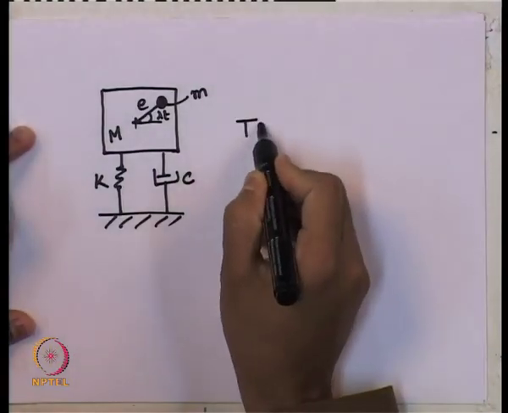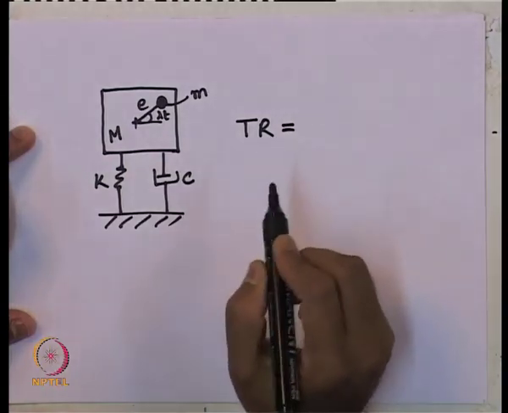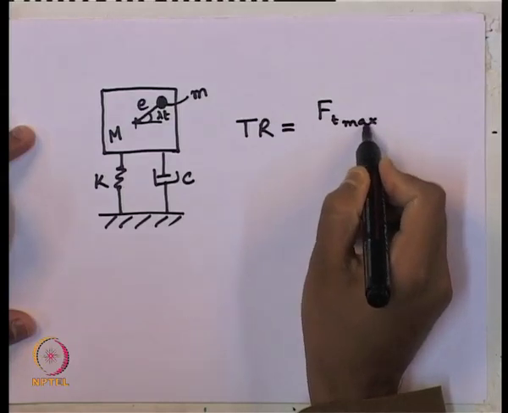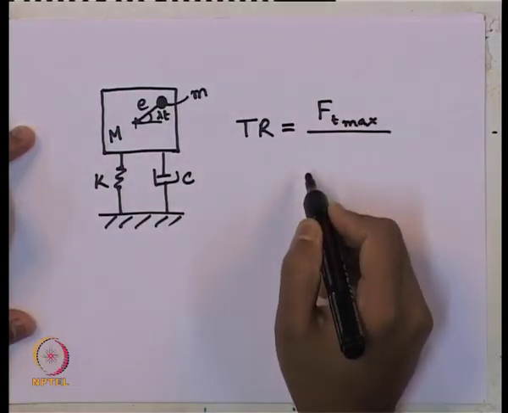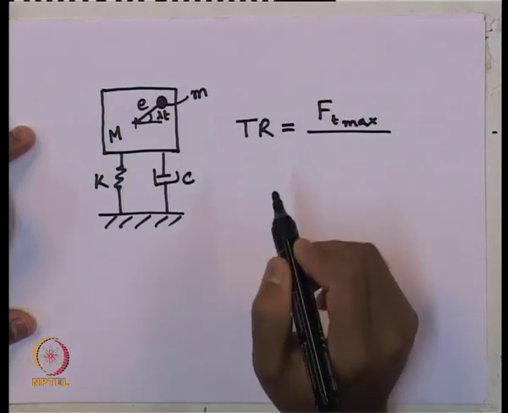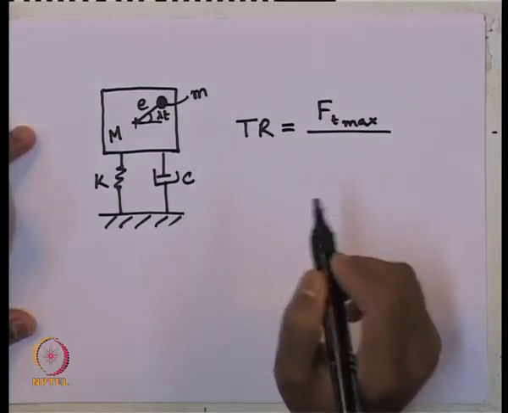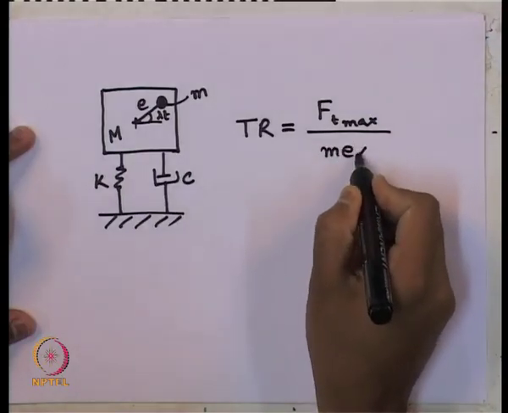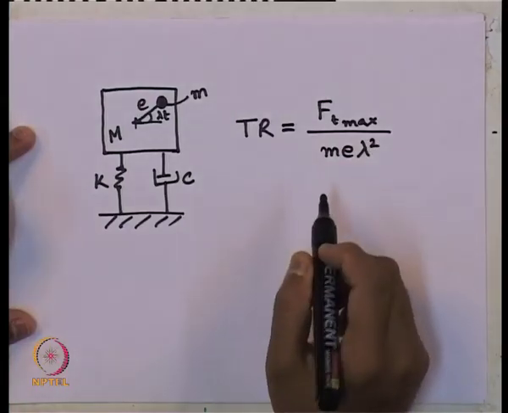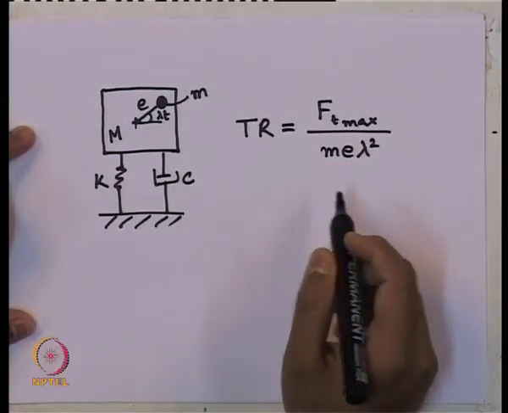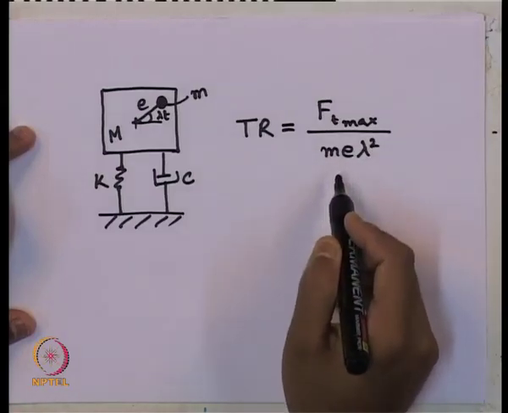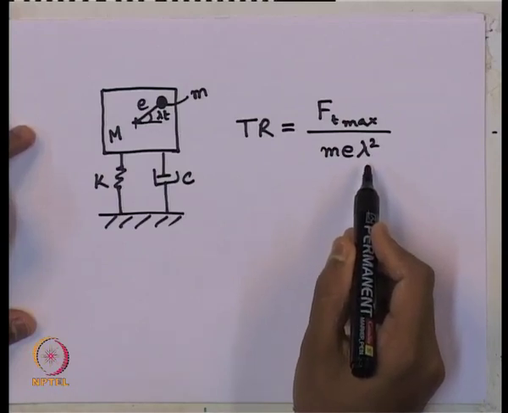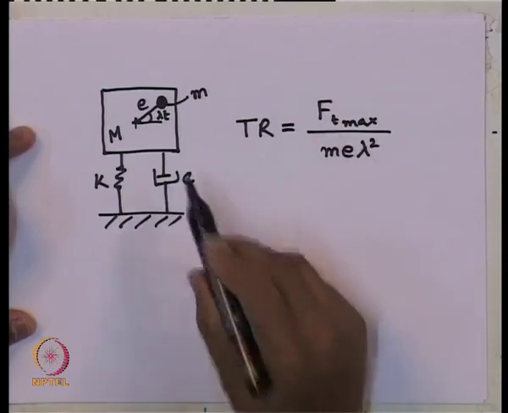So, the transmissibility ratio T_r is expressed as the maximum value of force transmitted divided by the amplitude of the force applied to the system. And how much is the amplitude of the force applied to the system? That is m e lambda square. We have derived in the previous class the amplitude of the force applied to the system, that is mass times eccentricity times the applied frequency square, that gives us the amplitude of the force applied to the system.